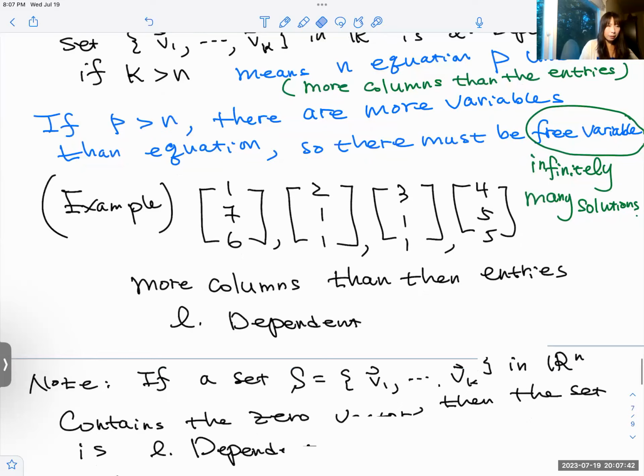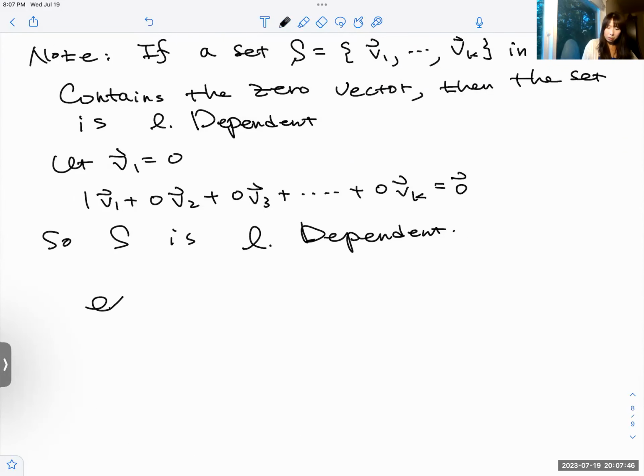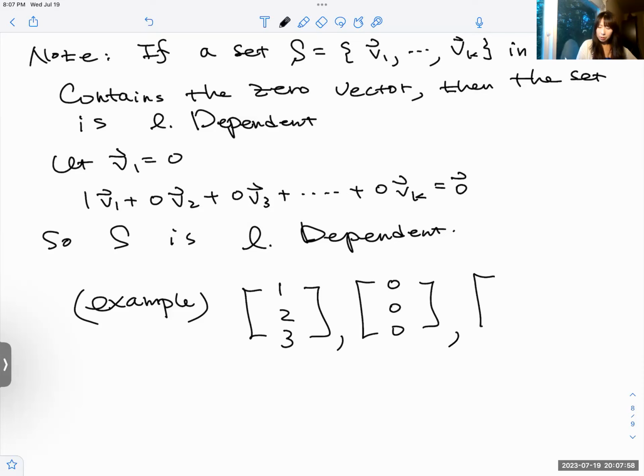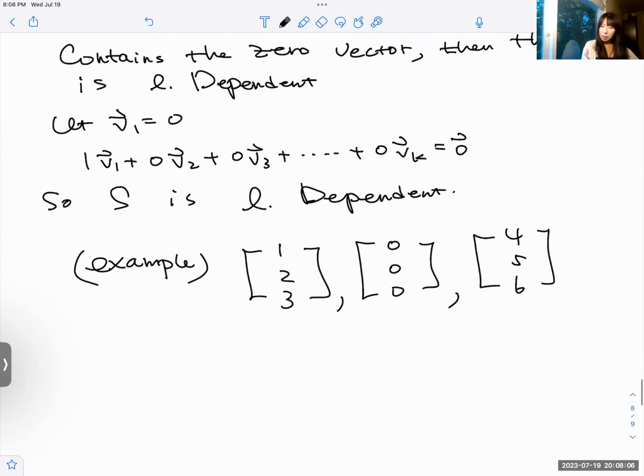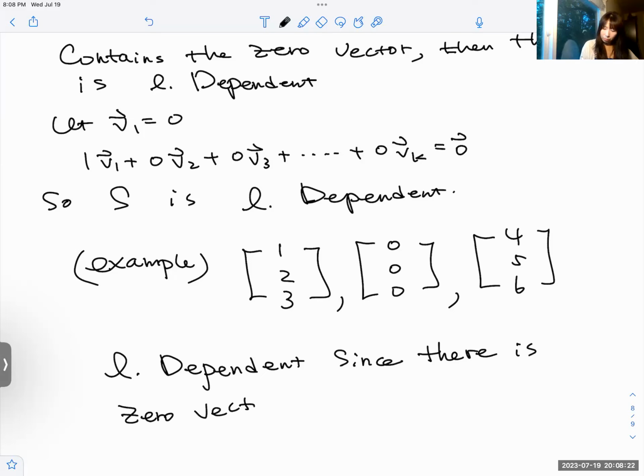Okay, so what if we have another example? We have 1, 2, 3, and we have 0, 0, 0, and 4, 5, 6. This is also linearly dependent because it includes the zero vector. And then we had earlier the multiple of the other and written as a linear combination, right? So there is linear dependence, and a non-trivial solution, right?